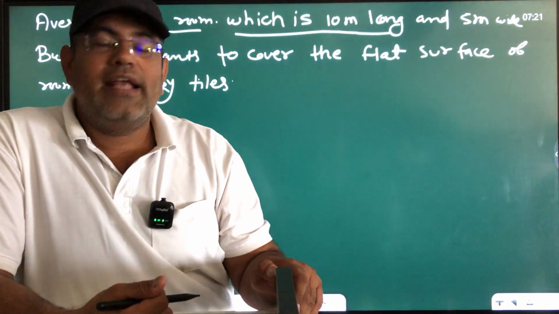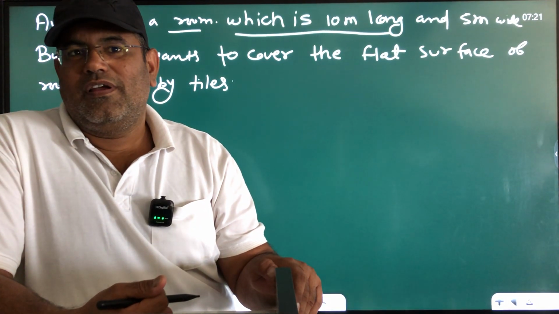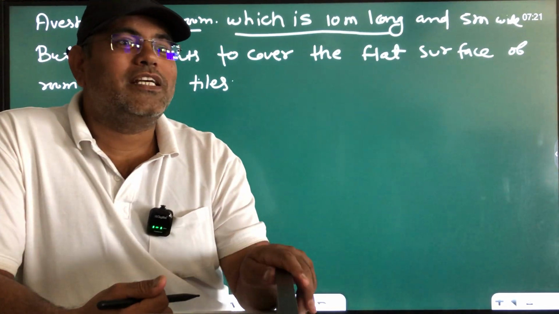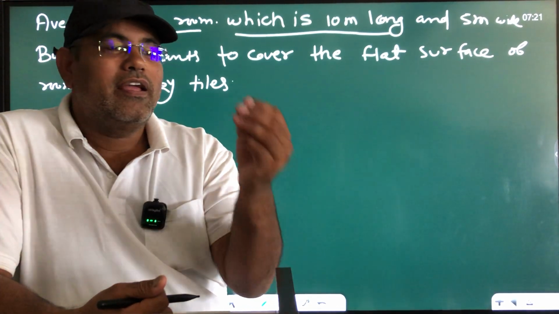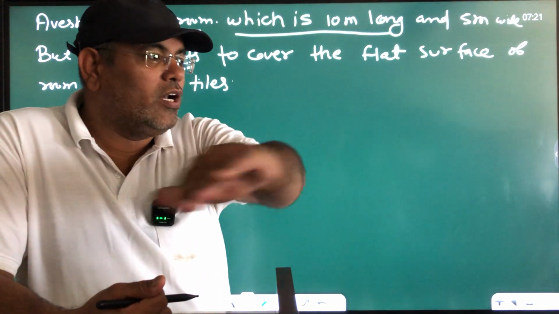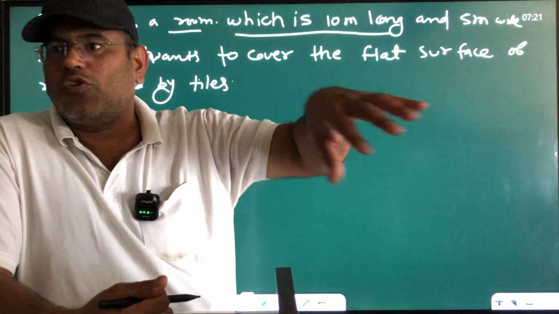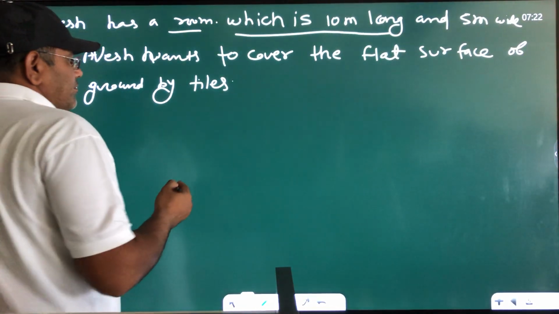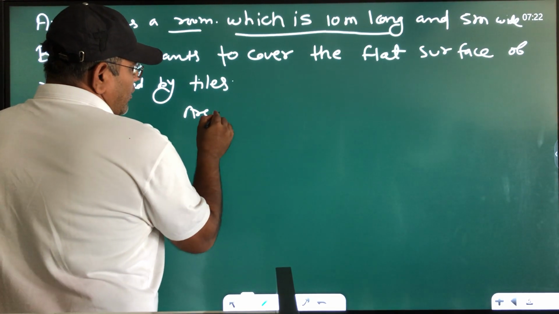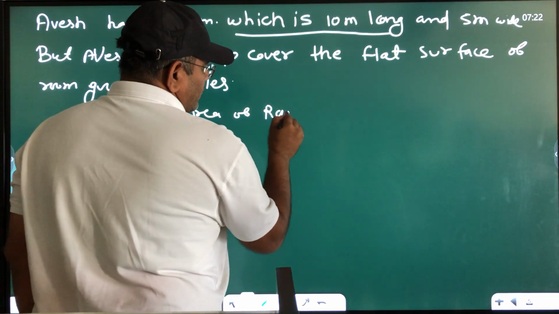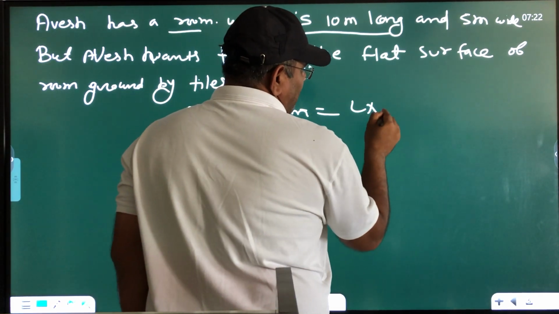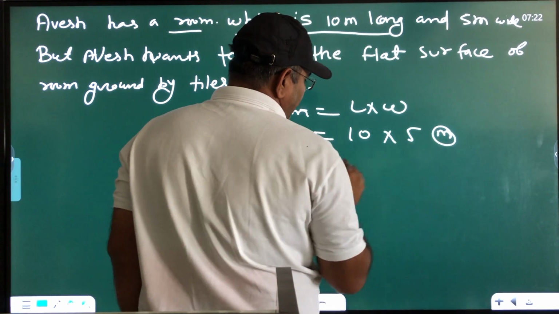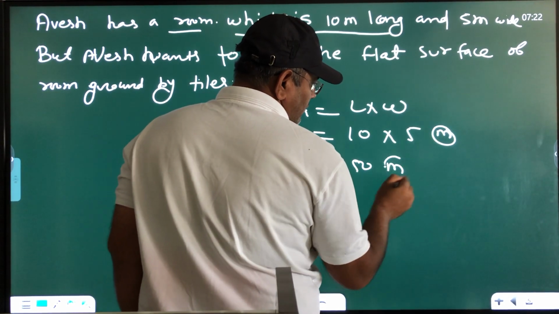Is that clear? In that condition, he has to measure. Is that clear? First of all, he has to measure the whole total space of the flat surface area. Is that clear? How can we? I tell you. For example, area of room means L multiply W. It means 10 multiply 5 meters. It means 15 meters. Is that clear?